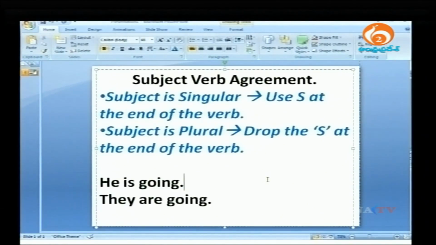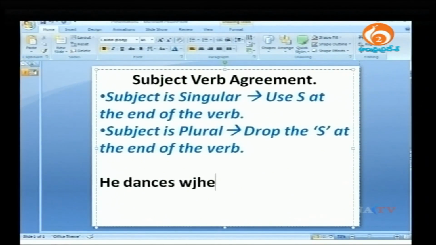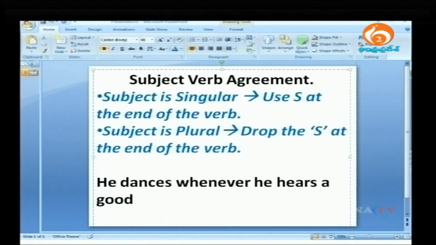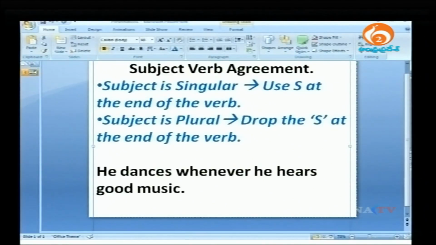Now, here he is going. So, he is singular. I will use a verb which has s, which is is. If the subject is plural, I won't use a verb with s. So, I use are. For example, he dances whenever he hears good music.